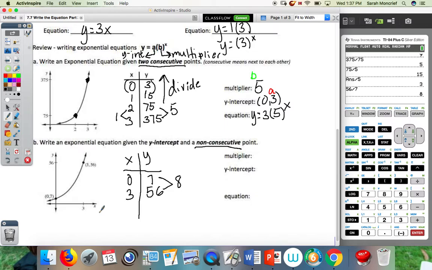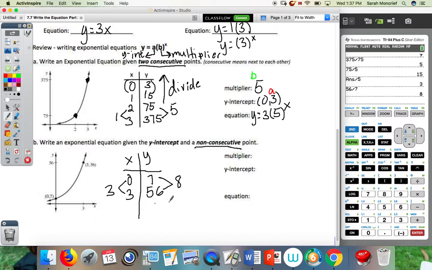We got to make sure the x values are consecutive, so we subtract to make sure they're 1. What is 3 minus 0, though? Oh my gosh, that is 3. That's not 1. So that means we have to take the cubed root of 8. We have to take the cubed root of 8.